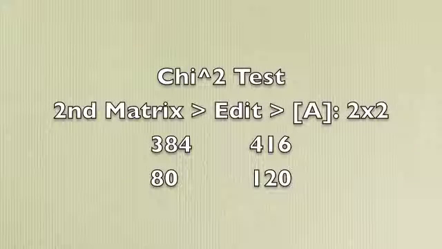Next, we're going to do the chi-squared test. We're going to go into a matrix and plug in all of the data. So we go into second matrix, which is right above the x to the negative 1 button. We're going to go to edit, and we're going to choose the first one, and we're going to make it a 2 by 2, and plug in all the values as we see them here.